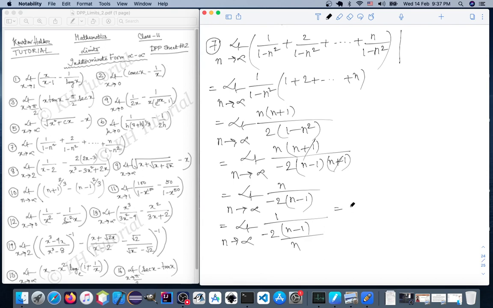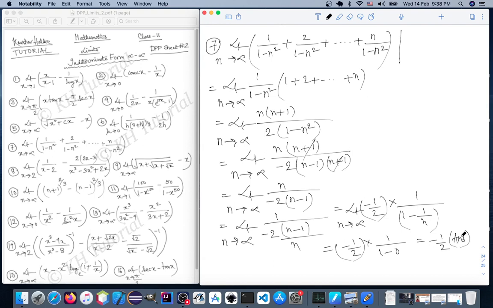This gets simplified further, minus half into 1 minus 1 by n. So when n tends to infinity, 1 by n will tend to 0. So the answer is minus half into 1 minus 0, which is minus half. Minus half is the answer.